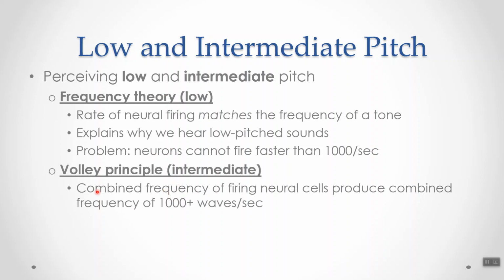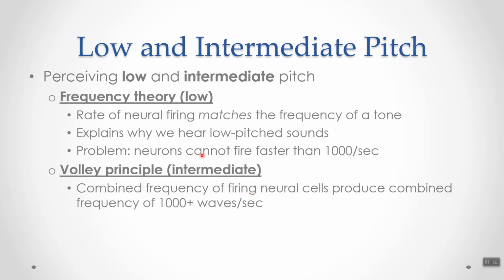They think that it's the combined frequency of these firing neurons that produce the combined frequency of anything greater than 1,000 waves a second, right? So you'll have many hair cells being activated and then start to tell your neurons to fire. And so then it's the combination of how much they fire, right, that tell you something about an intermediate pitch.